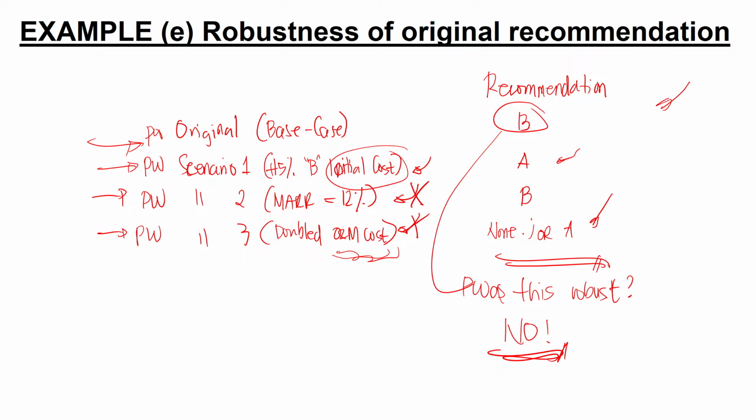And we can see here that even when we change the MAR, B still wins, just like the original. But the variable that changes everything was the initial cost, and much more the O&M cost. Because when we doubled it, the present worth became negative, and the recommendation changed from B, sorry, to A.